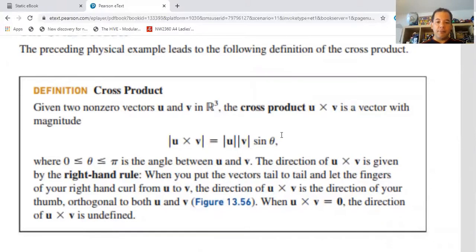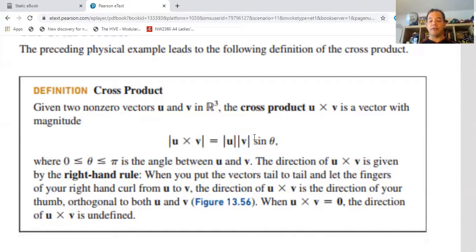And here is its magnitude. I didn't tell you about the magnitude. The magnitude of u cross v is the magnitude of u times the magnitude of v times the sine of theta. It looks a lot like the dot product, right? It's very similar to the one for the dot product, except that one had cosine theta. This one is different. It has sine instead of cosine.